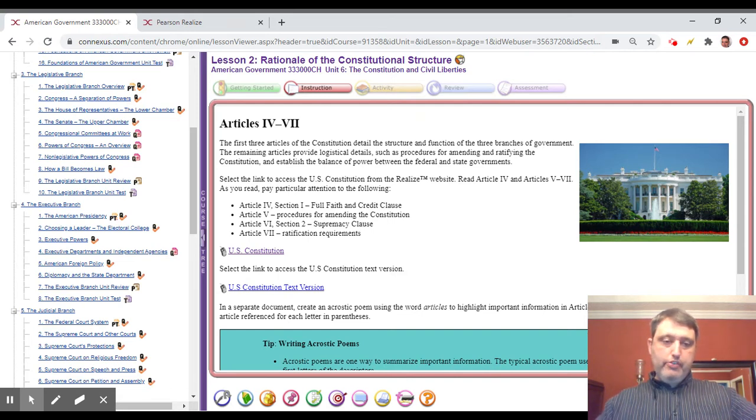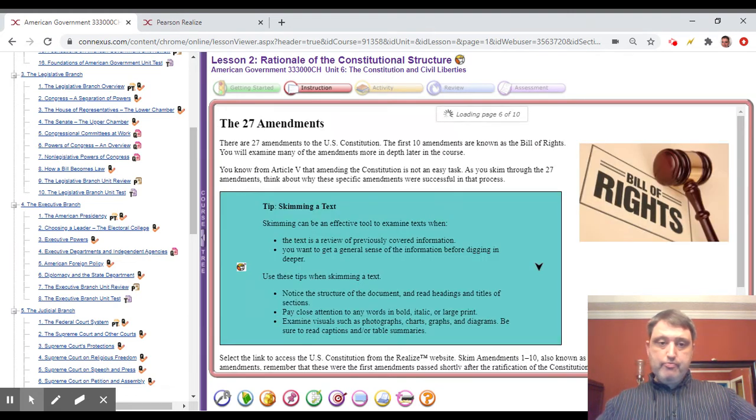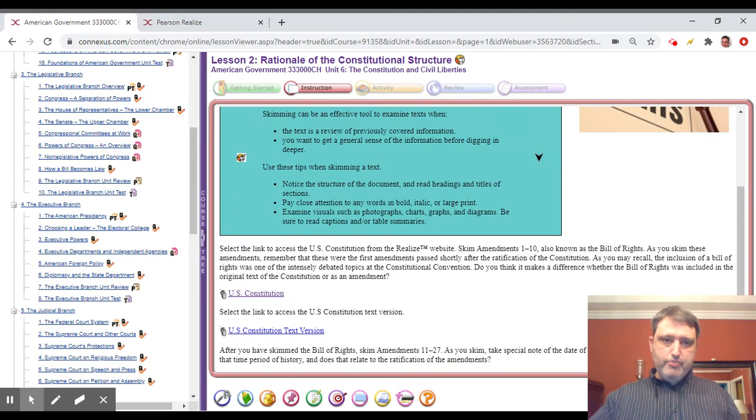And again, we talked about this earlier. So Article 4 is the Full Faith and Credit Clause. Article 5, procedures for amending the Constitution. Article 6 is the Supremacy Clause, and Article 7 are the ratification requirements. Okay, so there are 27 amendments to the Constitution. The first 10 of these are known as the Bill of Rights. Okay, and you're going to talk about these later in the course.